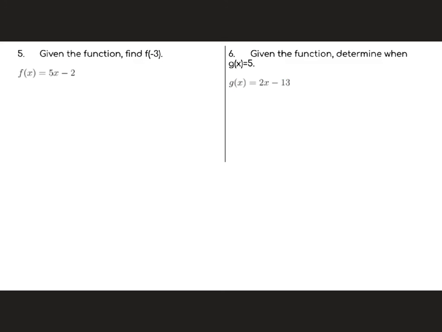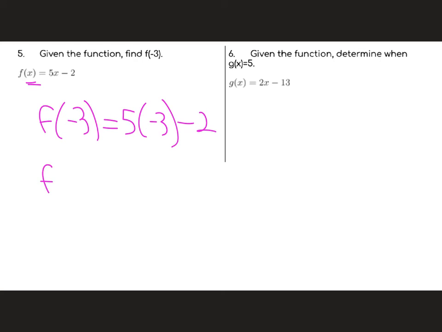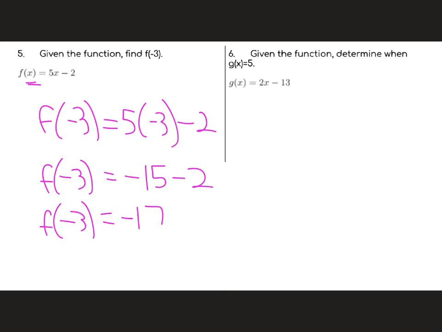Given the function, find f of -3. So I'm given f of x. F of -3 means plug in -3. So 5 times -3 minus 2. 5 times -3 is -15 minus 2. -15 minus 2 is -17. Show us that work so we can see exactly what you are doing, so that if you make a slight mathematical error, you are still okay.